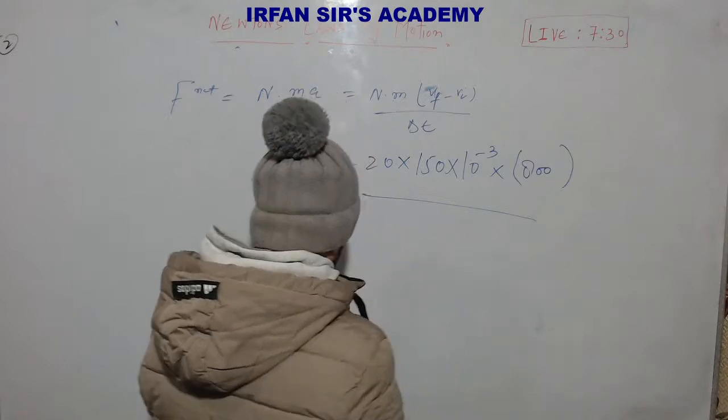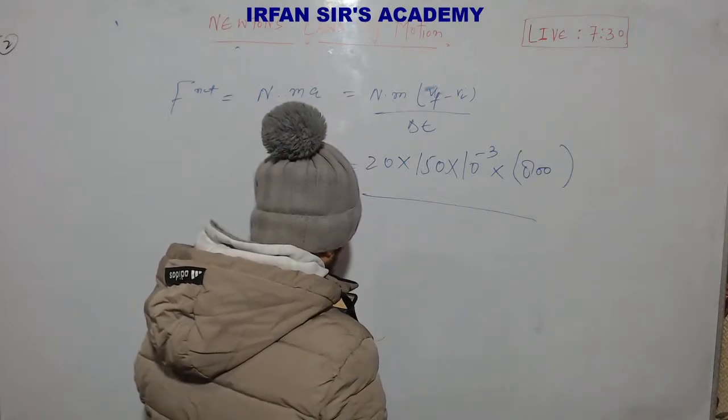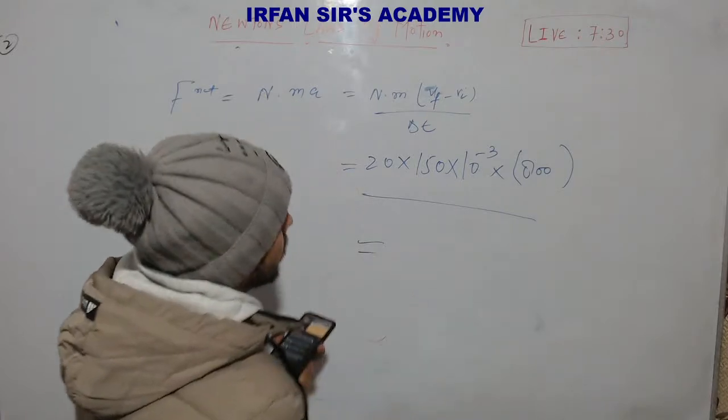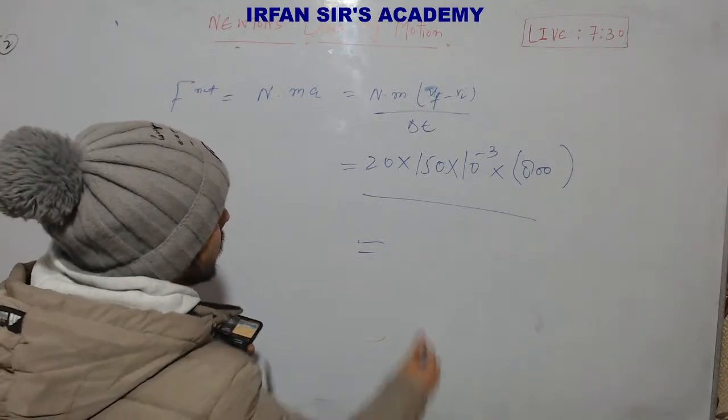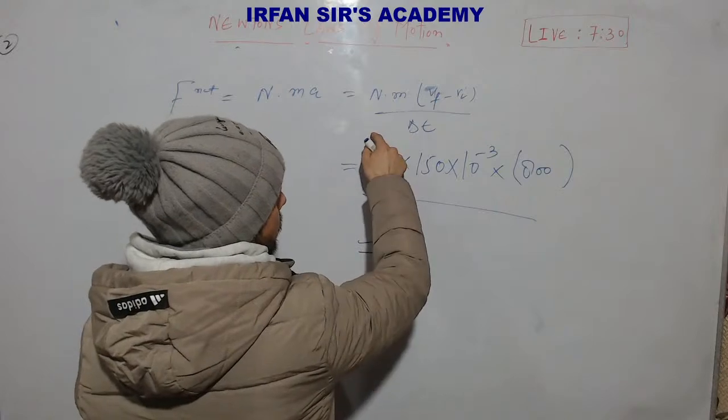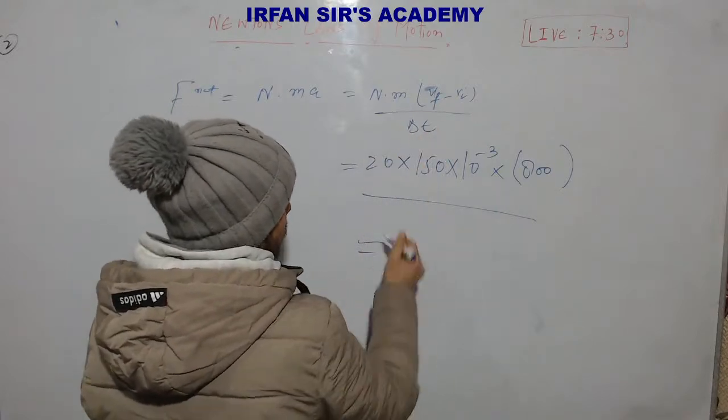Yes, you have to find the necessary force to hold the gun in its position. You have to apply the force. Oh, sorry, this is the number of bullets per second. This is the number of bullets per second, so per second will cancel out. What will be the answer?